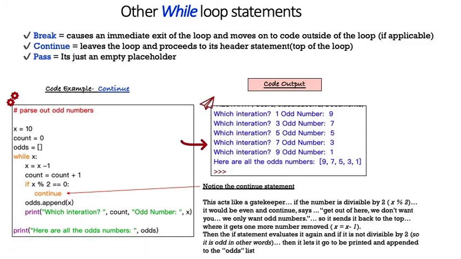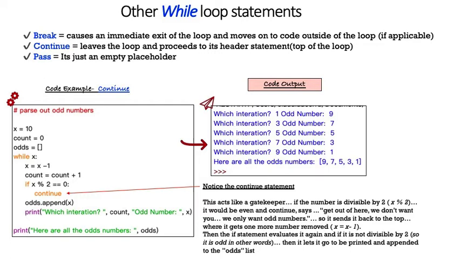So what's happening here? What is the function of this continue, if you haven't figured it out already? This acts like a gatekeeper. If the number is divisible by 2, meaning x mod 2, it would be even, and it would say, get out of here, we don't want you, we only want odd numbers. So it sends it back to the top where it gets evaluated one more time, and it gets decremented, and then it tests again. If it's not divisible by 2, then it would be odd, and that's what we want. Then it lets it go to be printed and appended. So it only lets it pass through if it's an odd number. That's why I'm calling it a gatekeeper in this case.